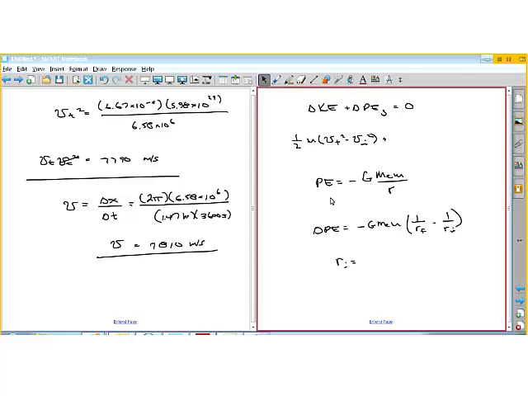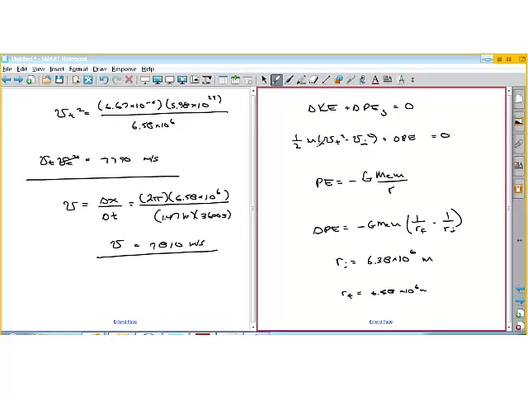Okay, so the initial radius is the radius of the Earth, which I just looked up. It was 6.38 times 10 to the 6th meters, and the final radius is 6.58 times 10 to the 6th meters. So that's the change in potential energy. I'm going to just leave this change in potential energy for right now. So the potential energy is increasing. Therefore, the kinetic energy has to decrease.